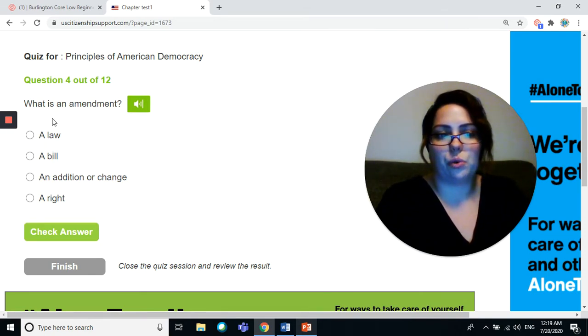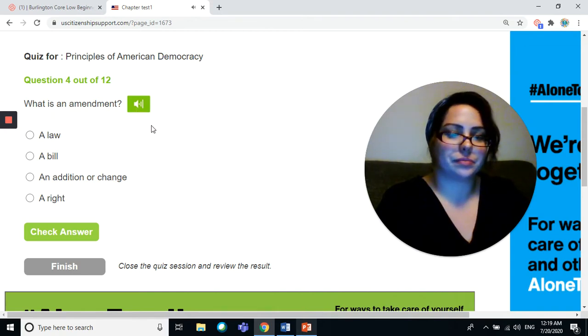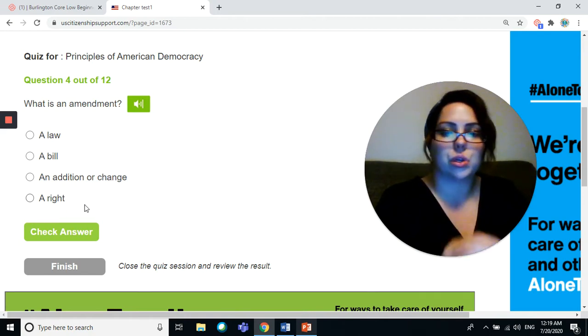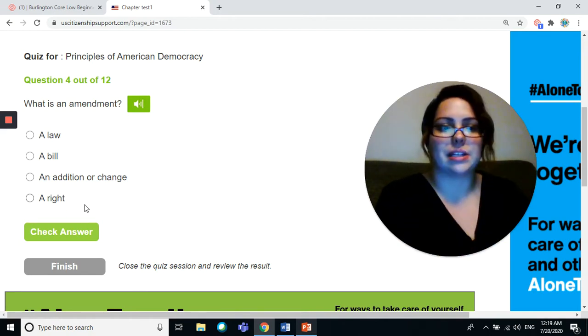Okay, number 4, what is an amendment? Repeat: a law, a bill, an addition or change, a right. Choose your answer, write it down.